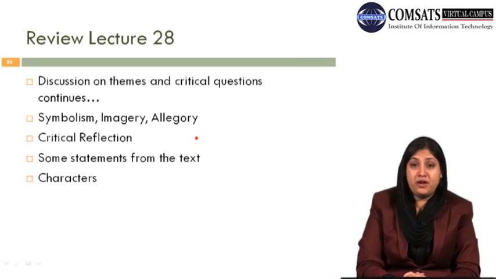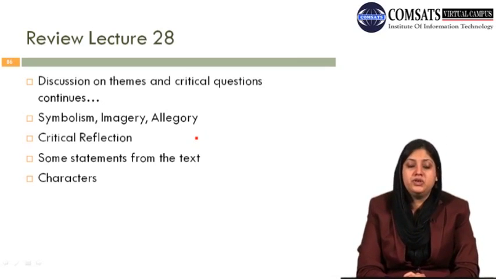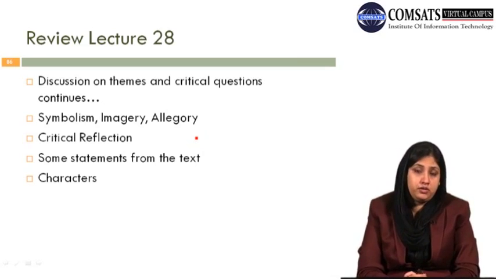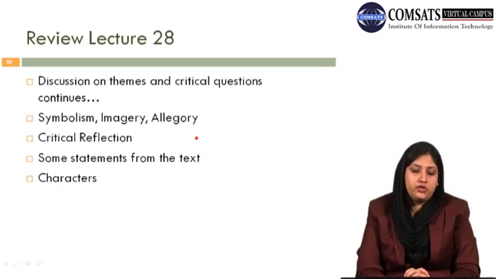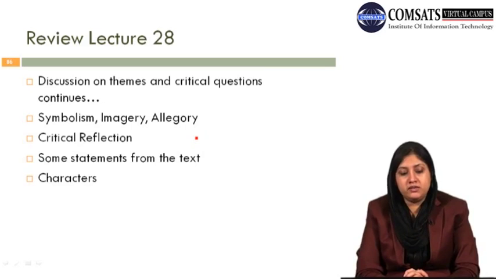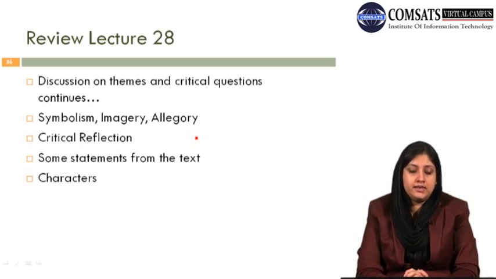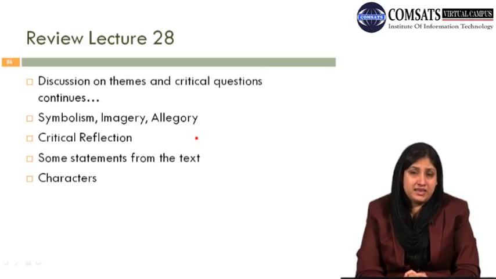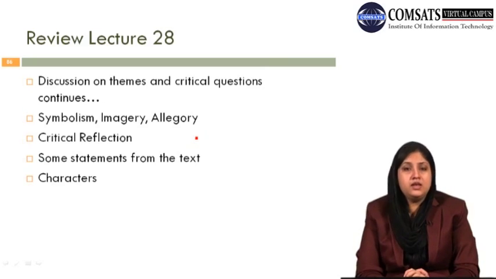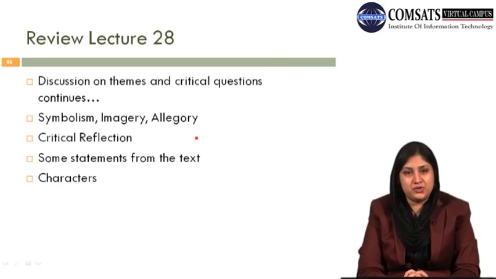And this was all about today's talk as well. However, what we could do in today's talk includes our discussion on the last bit of theme that was left, and we had some critical questions following this thematic discussion. We also brought in symbolism, imagery and allegory in our discussion, and we continued our talk on critical questions coming out of that discussion. We took some statements from the text as references and discussed them for your convenience to use them in your explanations in order to substantiate your answers.